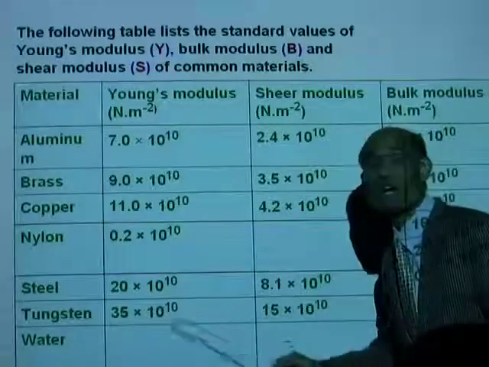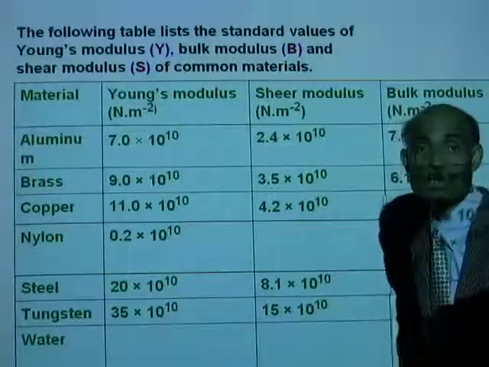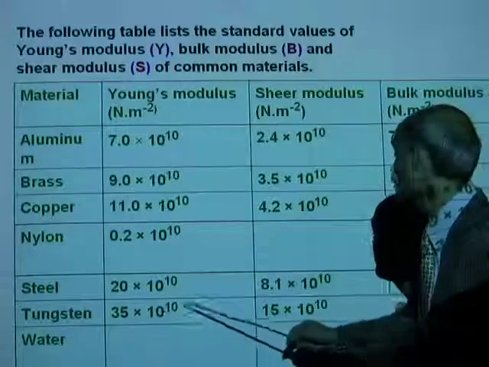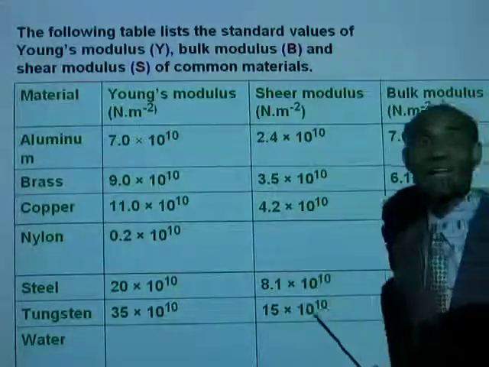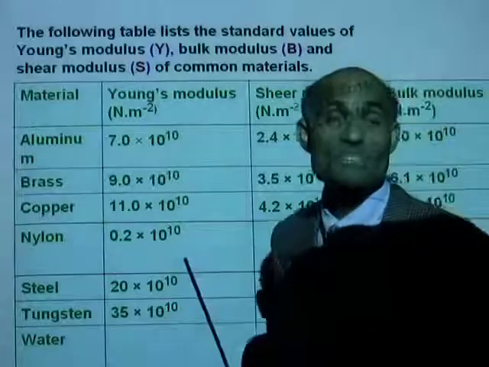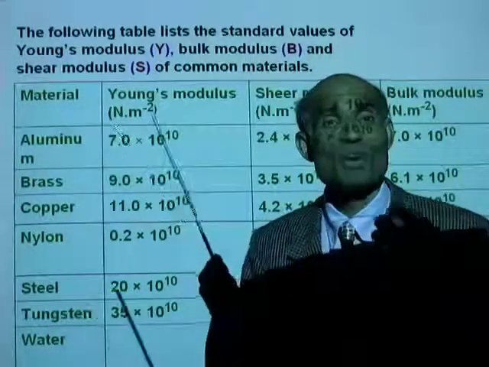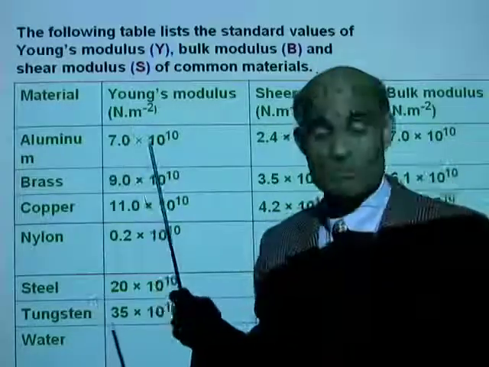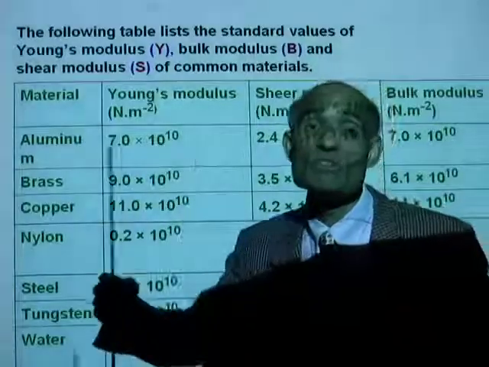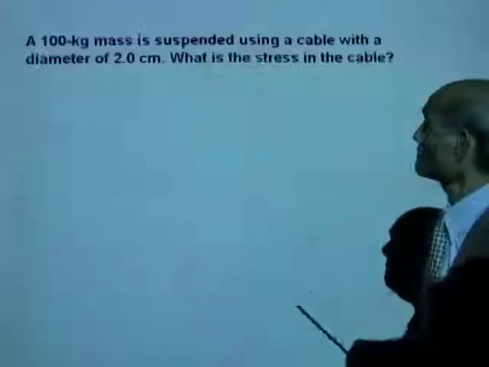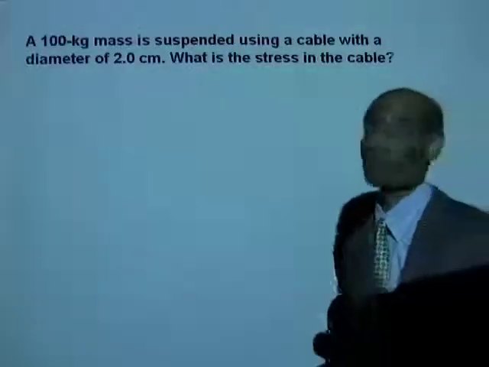Tungsten has the highest elastic modulus values, and that means tungsten is very highly elastic. It can withstand very large deforming forces without being permanently deformed. Well, let's do a small problem.